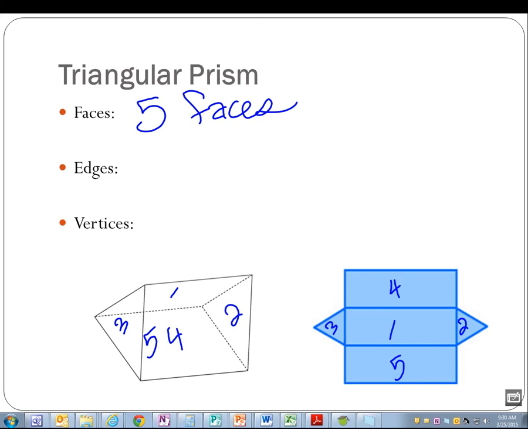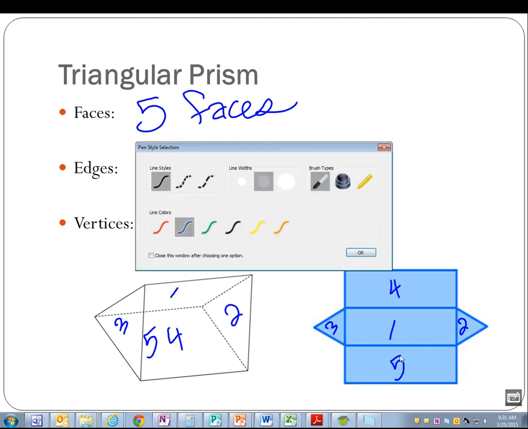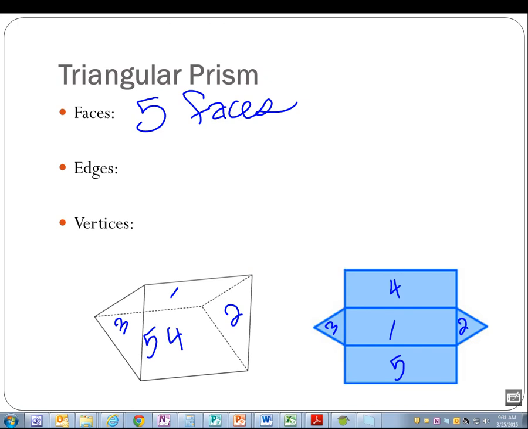Edges. Let's count the edges. We're going to do this together. I'm going to do green because green means go. So edges. Count with me. Ready? That's not green though, Scott. There we go. Okay. 1, 2, 3, 4, 5, 6, 7, 8, 9.